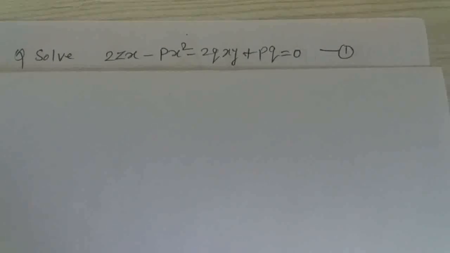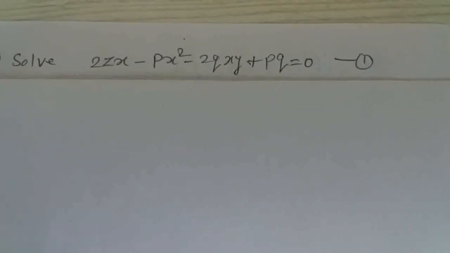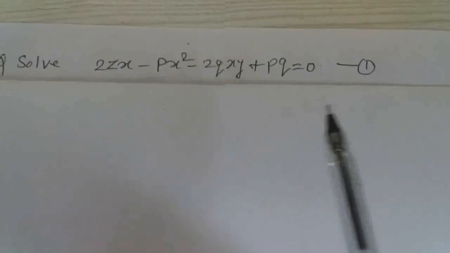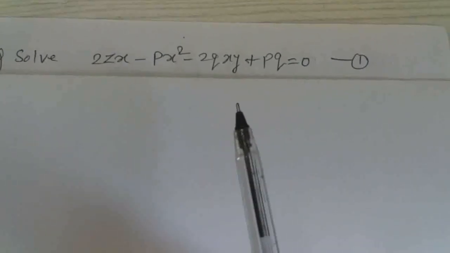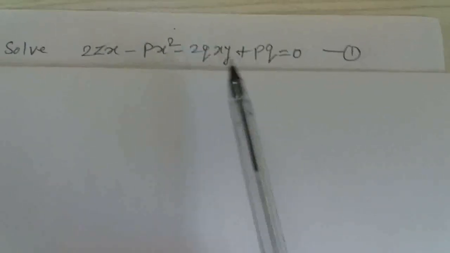Hello everyone. In this video I am going to discuss a few more examples on the Charpit method. Consider the equation 2zx minus px square minus 2qxy plus pq equal to 0. This equation is a non-linear partial differential equation of first order, non-linear because of the product term of p and q.